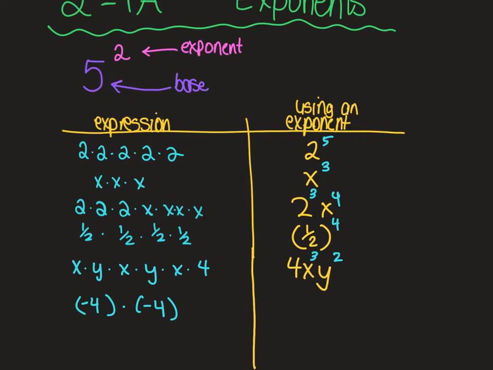All smushed together, numbers are always first. Even if the number's in the back, numbers always go first. Numbers go before letters. If you ever have a negative, you have to keep the parentheses. If you don't keep the parentheses, it becomes something different. So keep the parentheses, -4 squared. -4 is the base, and I have 2 of them.